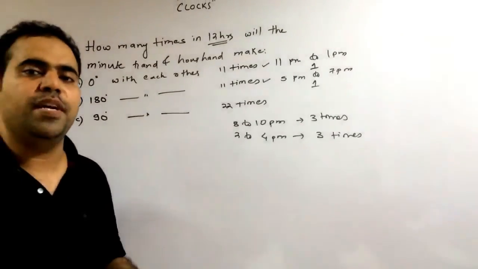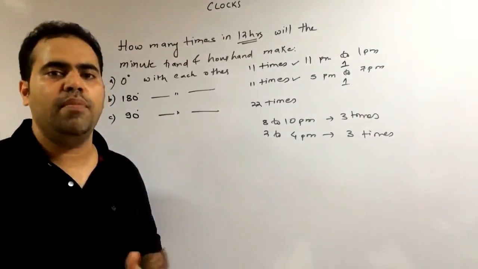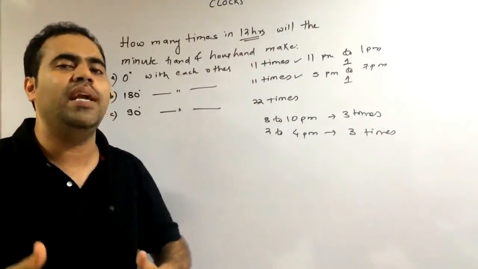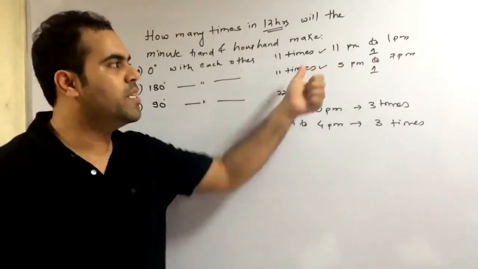So I hope you have understood this particular concept. This concept is again important because the exam might directly ask you a question like how many times in 12 hours. They might also ask you how many times in 24 hours. So in that case, you just need to double the values.